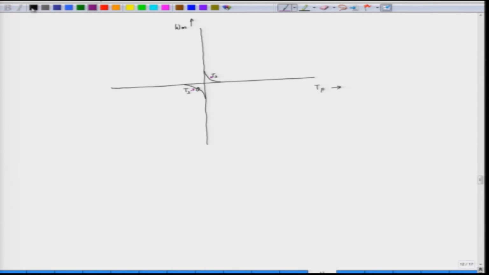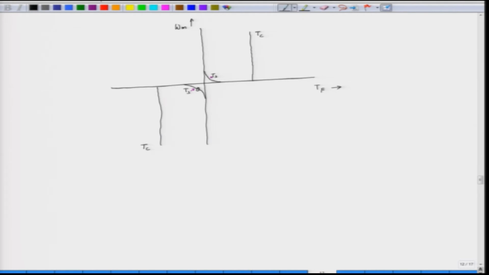What about the Coulomb friction? The Coulomb friction does not depend upon the speed. So, the Coulomb friction is independent of the speed. We can say it is almost constant, it does not change with speed. So, this is Tc, the Coulomb friction. When the speed is negative, the friction will also be negative. So, the Coulomb friction is almost constant, independent of the speed.